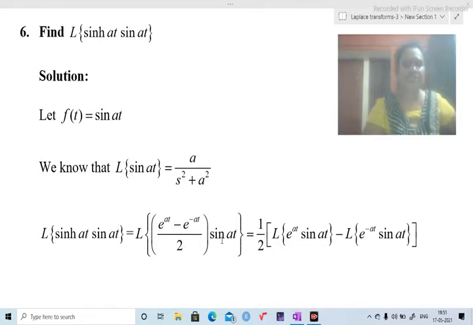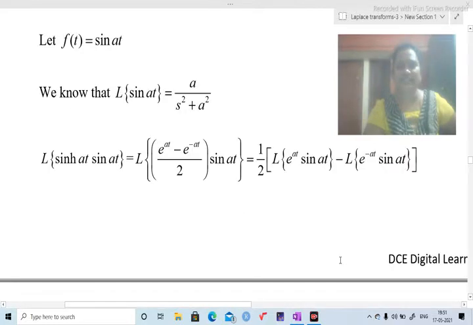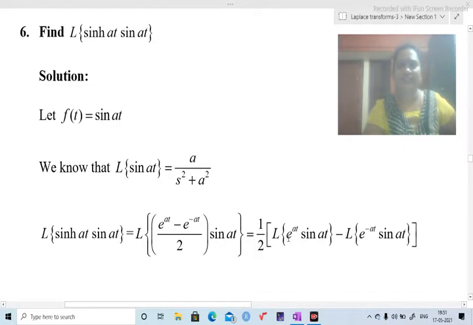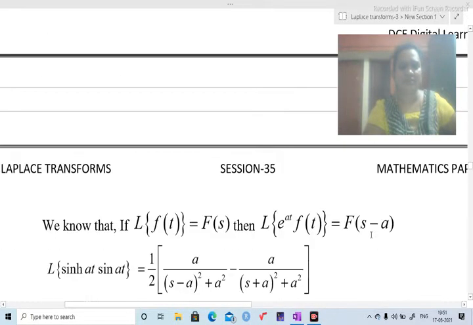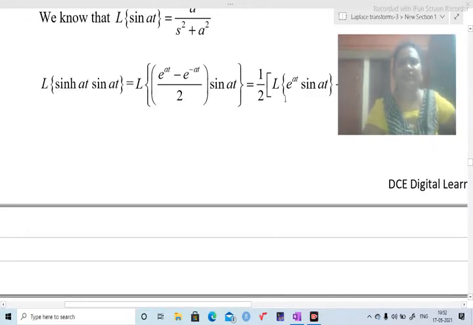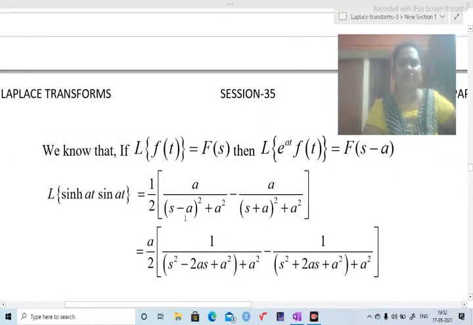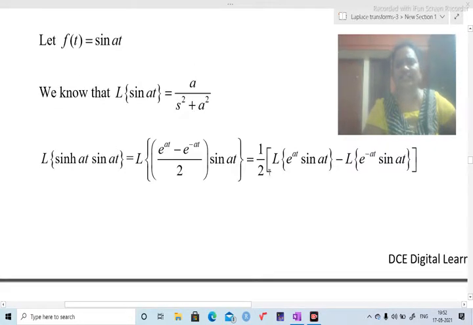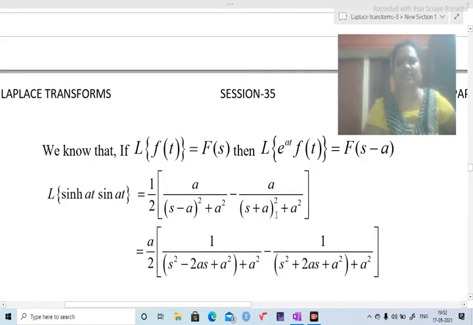Again, by using linear property of Laplace transform, take 1 by 2 outside and write down L of e power at into sin at minus L of e power minus at into sin at. Observe, here a is a only, here a is minus a. So now, to find the value for this Laplace transform, we are going to change s with s minus a. For this function, we change s to s plus a.